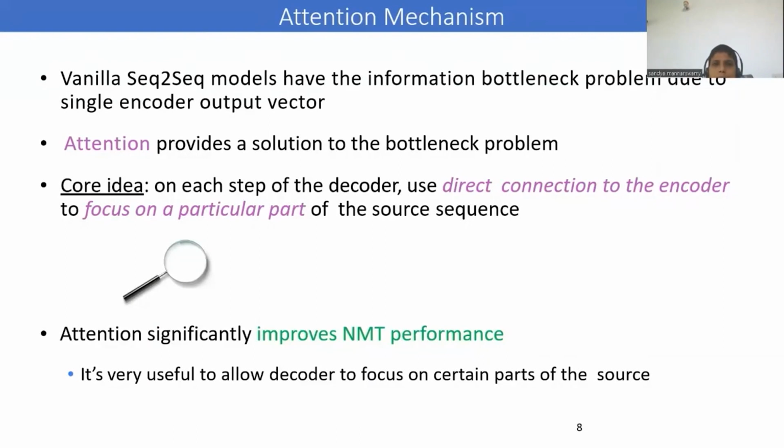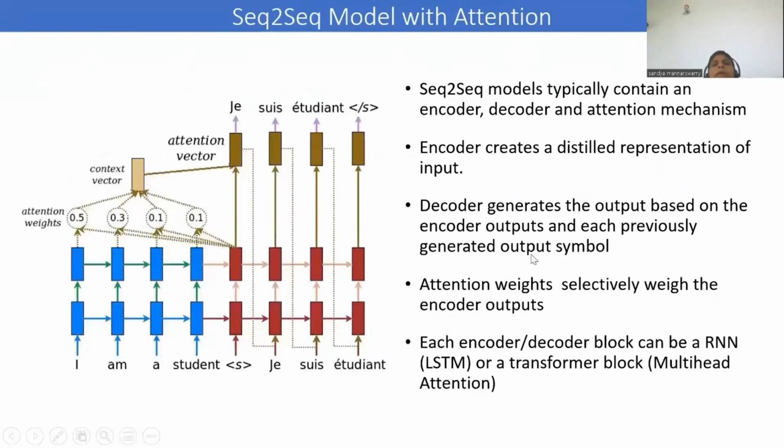And we will talk a little bit more about this in the subsequent slide. Here we have an example of a sequence-to-sequence model with attention. So what's the difference between a vanilla sequence-to-sequence model and a sequence-to-sequence model with attention? It is basically that instead of having a single context vector, which is the last output of the encoder, we create a weighted combination of each of the encoder outputs and feed it as a context vector to the decoder.